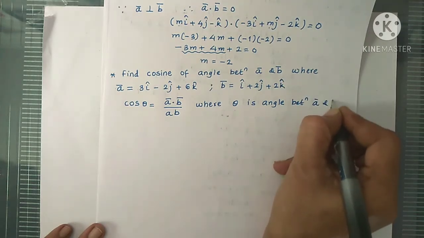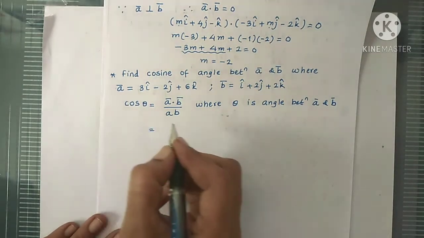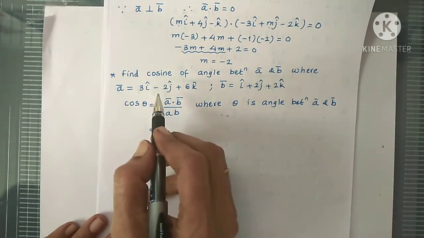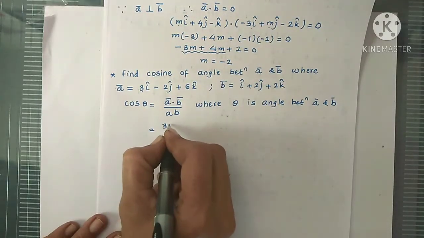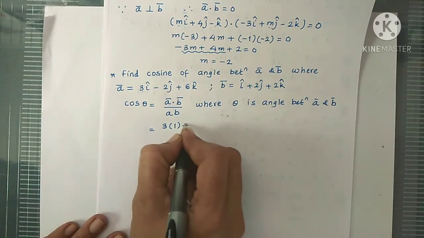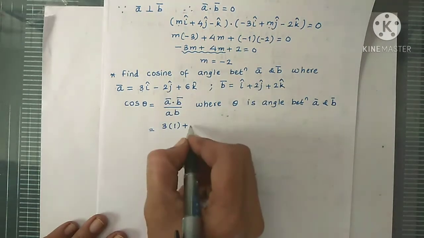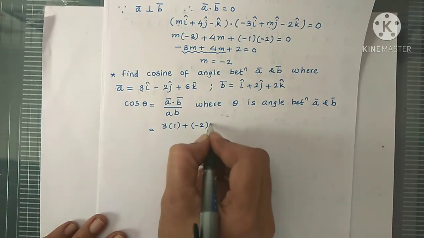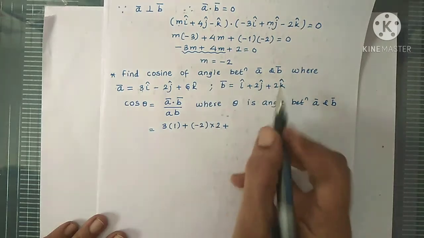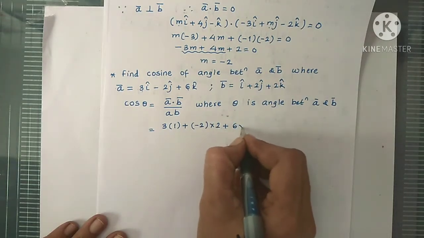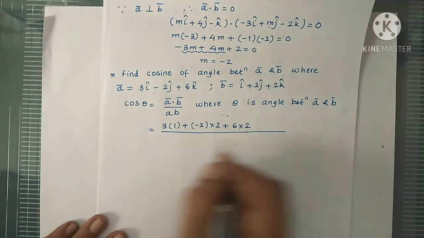Now let's find out the dot product and magnitudes of a bar and b bar. So dot product: coefficients of i are 3 and 1 here, so 3 into 1, plus product of coefficients of j, minus 2 into 2, plus product of coefficients of k, that is 6 over here and 2 here, 6 into 2, divided by modulus of a bar.